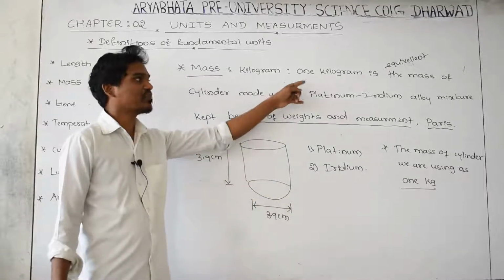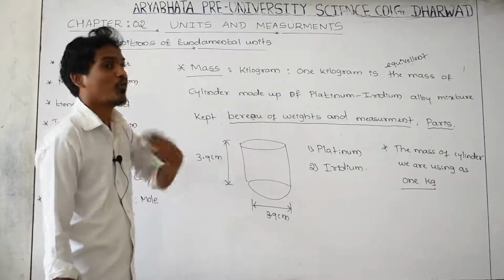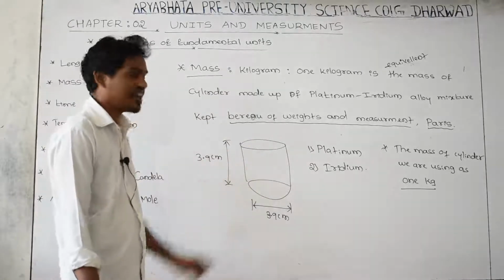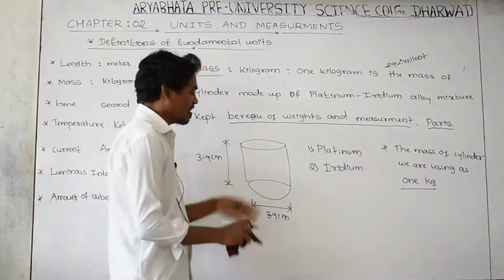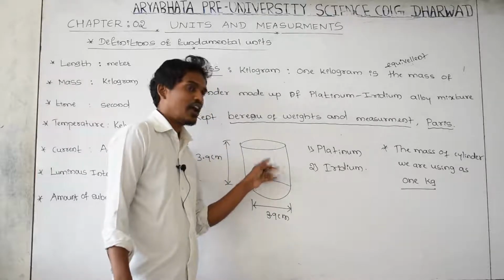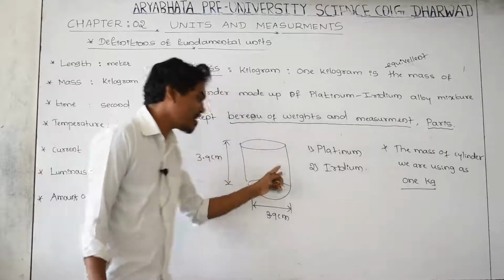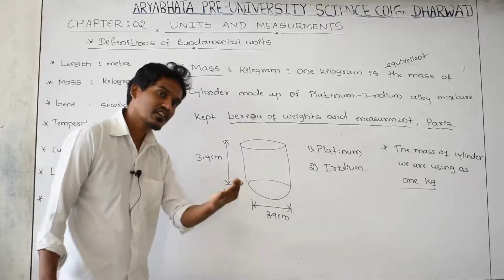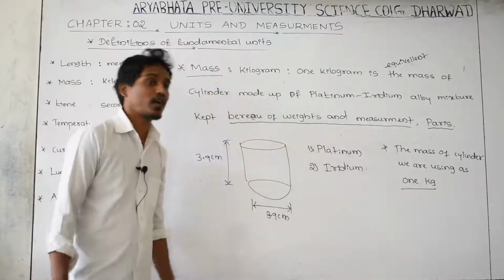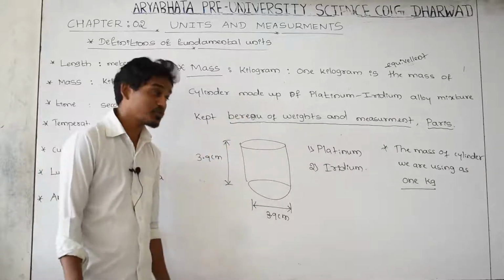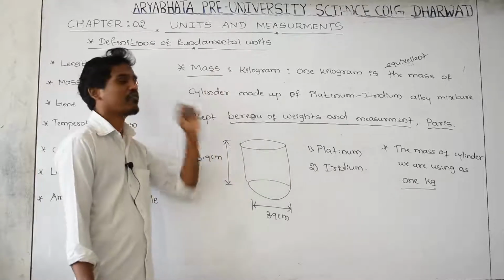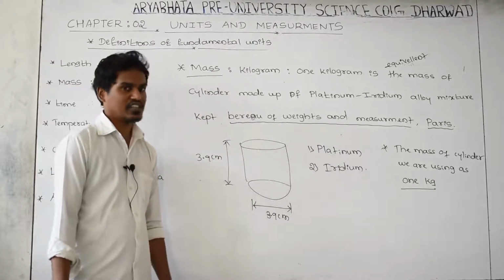That's why 1 kg is nothing but the mass equal to the mass of this cylinder. Why are we taking this as a reference, as a standard? Because this is temperature resistant and spark resistant, and whatever the time goes on, its mass never changes. In the next 10 years, in upcoming 100 years, 200 years onwards, its mass never changes. That's why we are taking the cylinder as a reference to define what is meant by 1 kg.